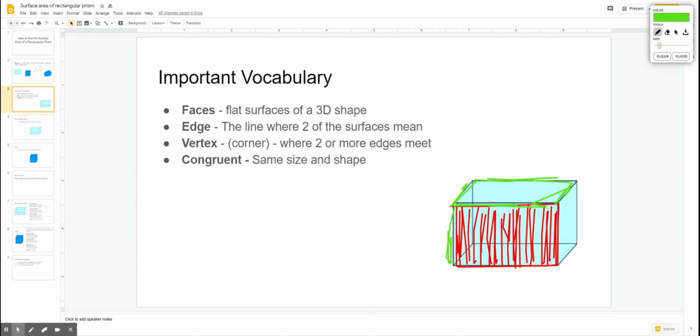A vertex is the corners. So here I'll show you the corners. Here is a vertex. Here is a vertex. Here's a vertex. Here's a vertex. Okay, so a vertex is where your corners are, where your two edges meet. And congruent means the same size and shape.